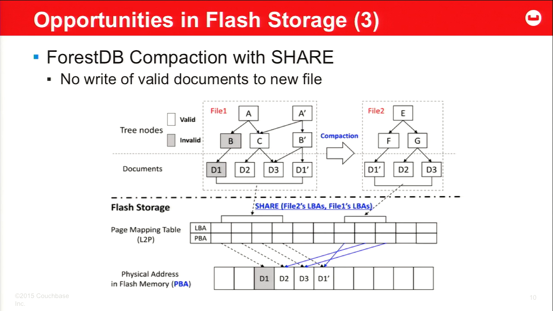So the original compaction operation is reading the old valid documents from the old files and writing the valid documents to new files, right? But with the share interface, we just create the new file and we allocate some space. Then by calling the share interface, the new file can share the old files without writing the documents themselves. So we can significantly reduce the write amount and time while processing the compaction operations. Right?